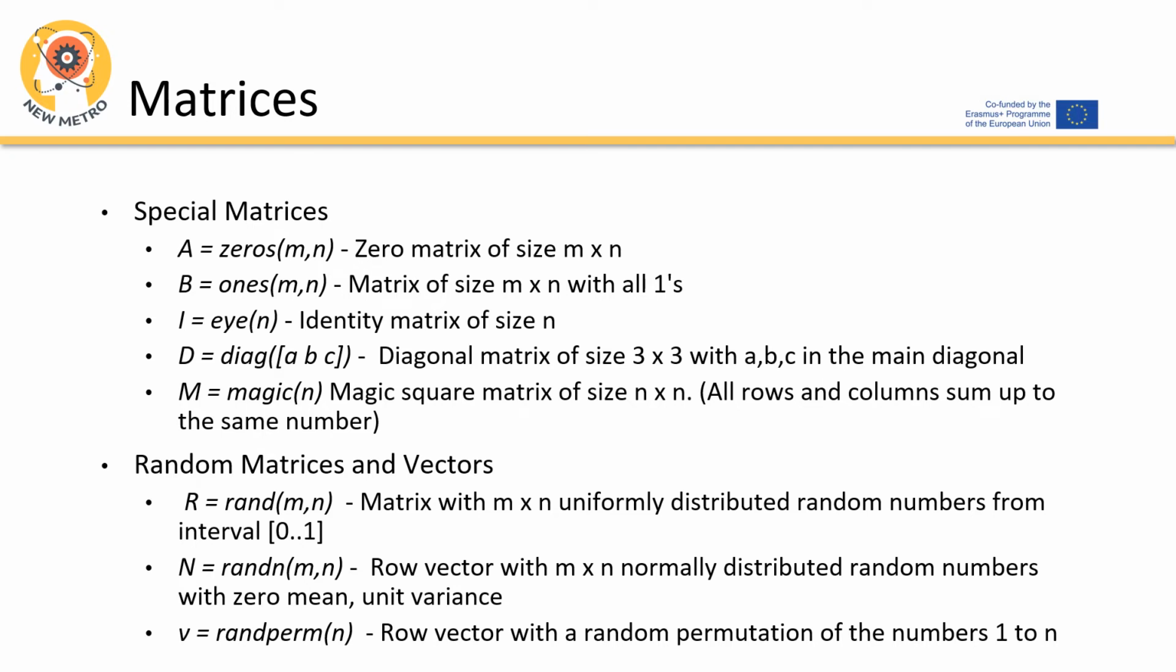In addition, we have random matrices and vectors with R = rand(m, n), being the matrix with m by n uniformly distributed random numbers from interval 0 to 1. N = randn(m, n) is an m by n matrix of normally distributed random numbers with zero mean and unit variance. And v = randperm(n) is a row vector with a random permutation of the numbers 1 to n.